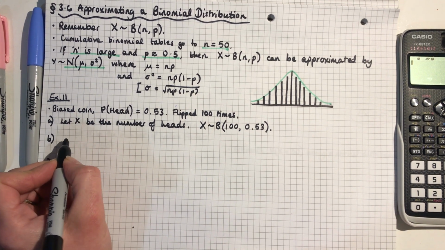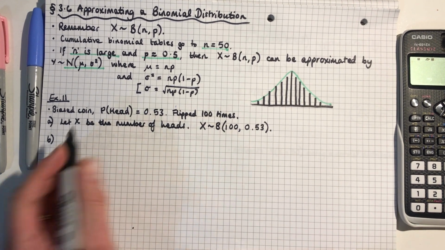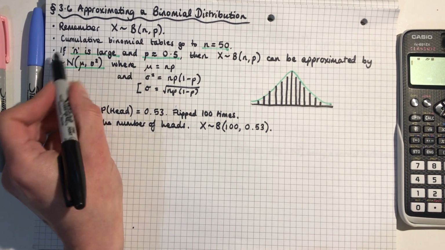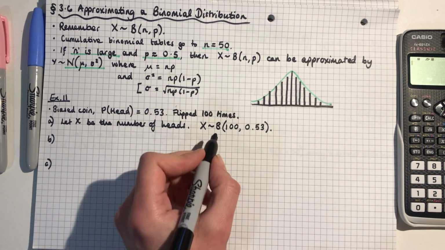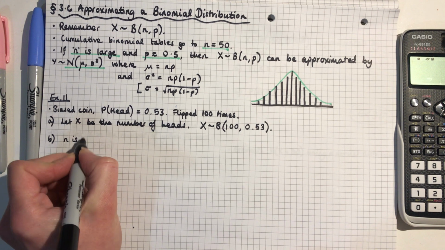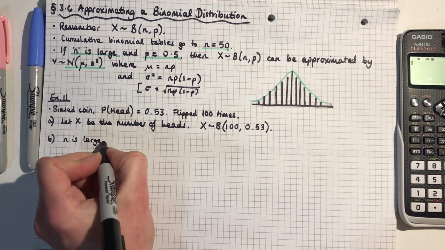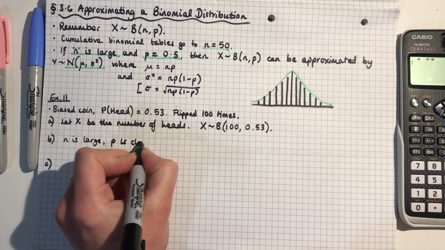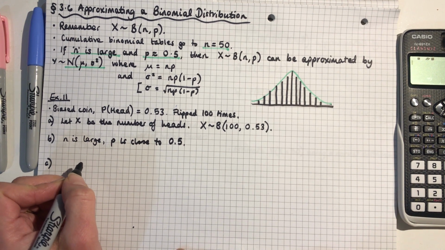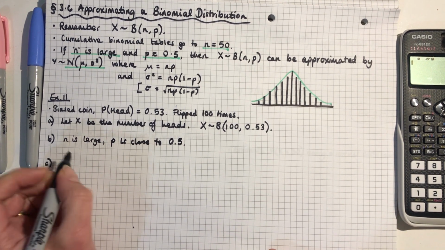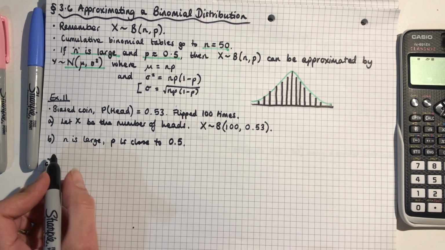So part B says, why can this distribution here be approximated well with a normal distribution? The normal distribution being this one here. Well, the reason that can work is because n is large, 100, and p is close to 0.5. So the normal distribution should fit this quite well. We've got to then find the values of mu and sigma that we would use in this approximation.